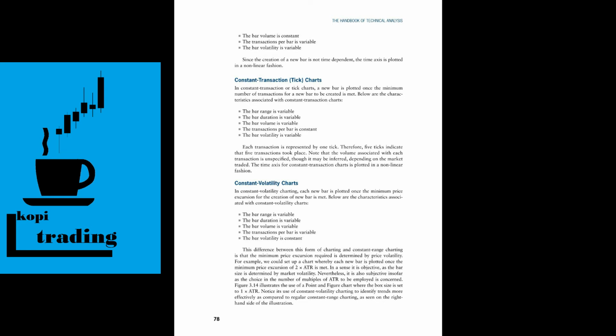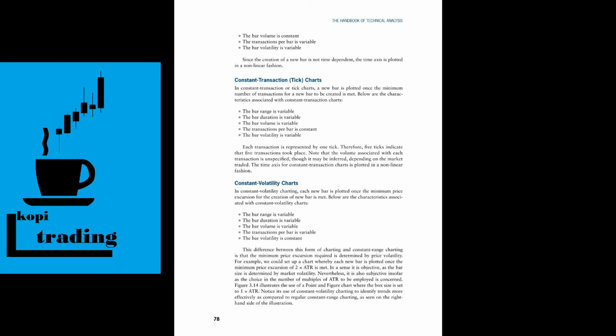Each transaction is represented by one tick. Therefore, 5 ticks indicate that 5 transactions took place. Note that the volume associated with each transaction is unspecified, though it may be inferred, depending on the market traded. The time axis for constant transaction charts is plotted in a non-linear fashion.